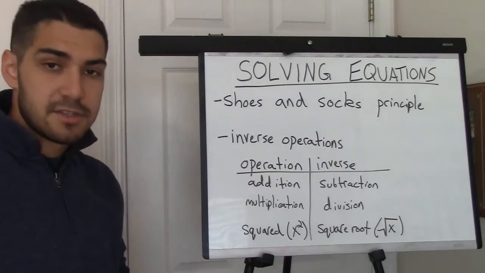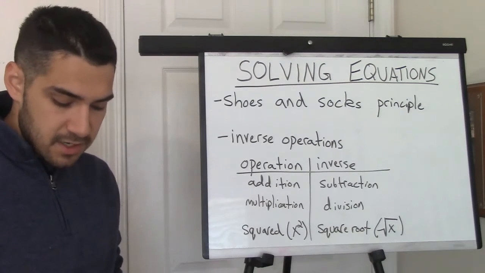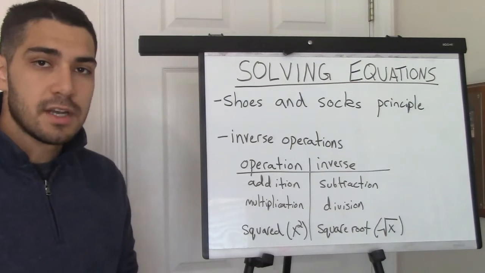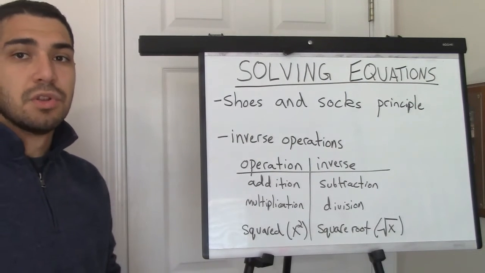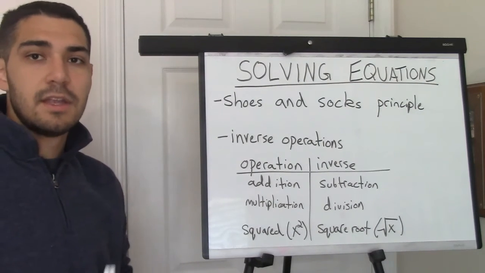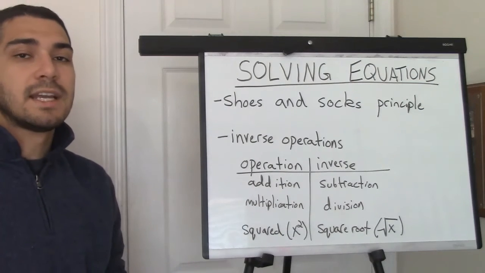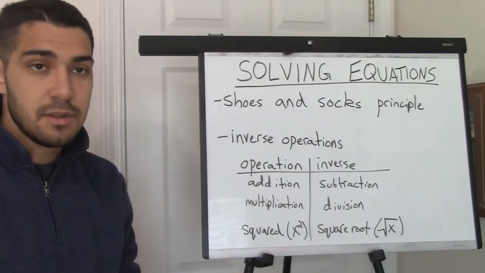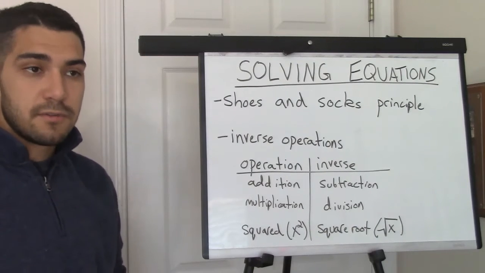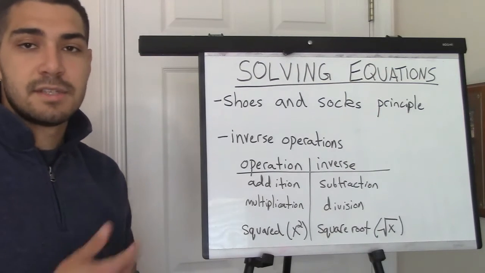One way you can think about solving equations is by using what's called the shoes and socks principle. When you're putting on your shoes and your socks, first you put on your socks and then you put on your shoes. If you want to undo that, you have to go in the opposite order. If the last thing I did was put on my shoe, the first thing I have to do to undo that is take off my shoe and then take off my socks. It's the same thing when solving an equation. Using the order of operations, you look at what's being done to the variable and you undo them in the opposite order.